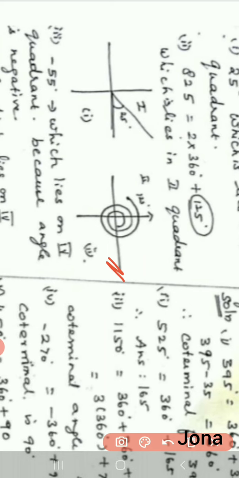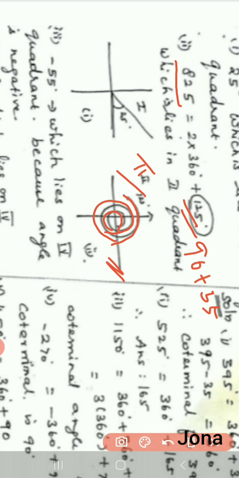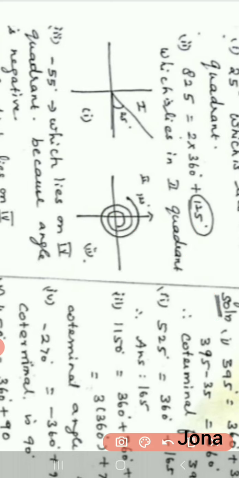From 0 to 360 is the first one, and again from here to here is the second one. And then plus this 125 is here. 125 is nothing but 90 plus 35, isn't it? So 90 degree is here, and 90 plus 35 will be in this quadrant. So this is the second quadrant. So we can say this 825 lies in the second quadrant.